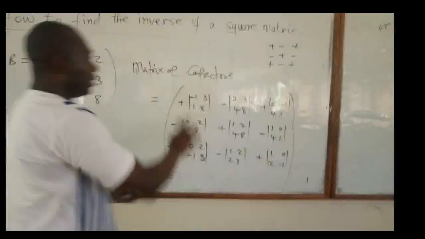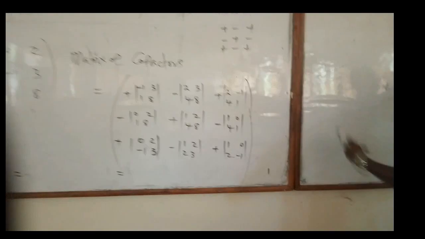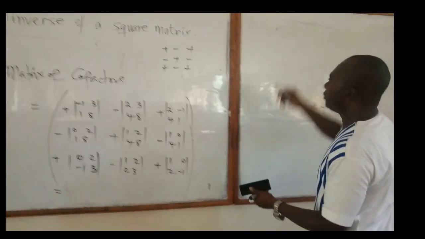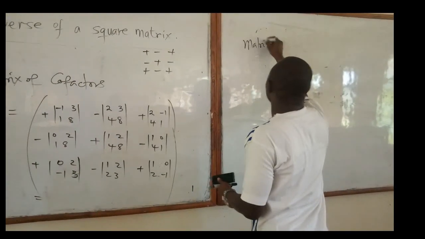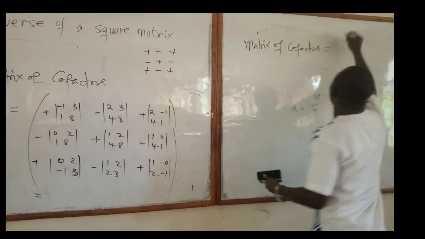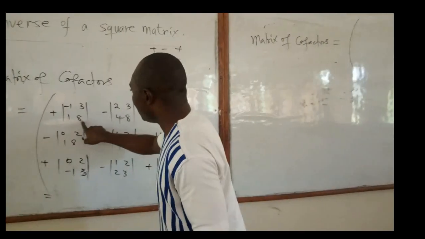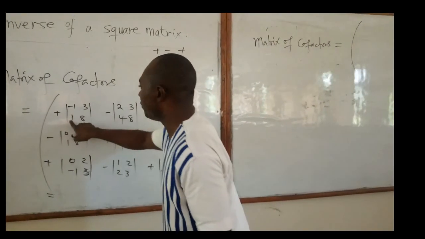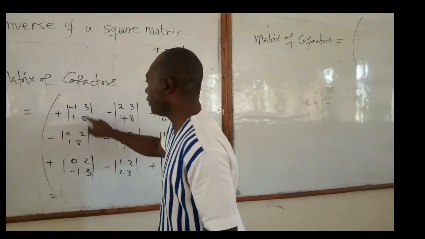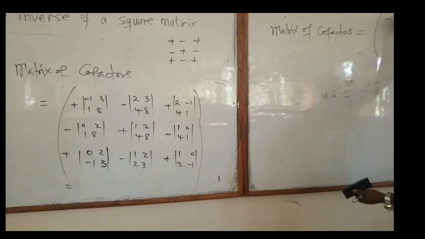Now, when you solve this one, you are going to get something like this. So the matrix of cofactors will now be equal to, you find the determinant here, 8 times negative 1, that is negative 8, minus 3. Remember how we found the determinant of a 2 by 2 matrix. So this one will be negative 11.